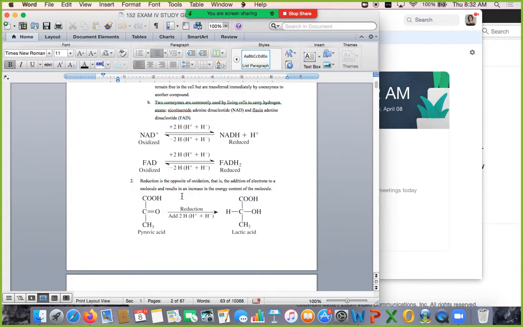When we look at the breakdown of glucose, so respiration, we end up with NADH and FADH popped out from these cycles, which then towards the end are converted into ATP when they enter the electron transport chain.